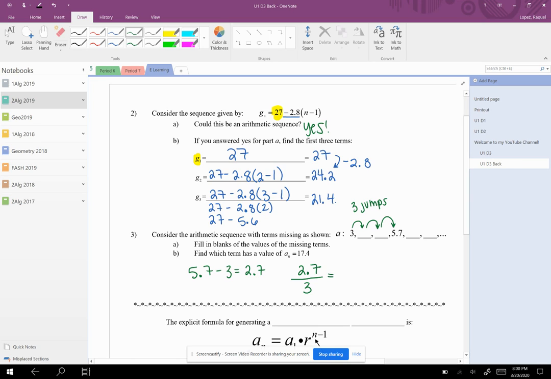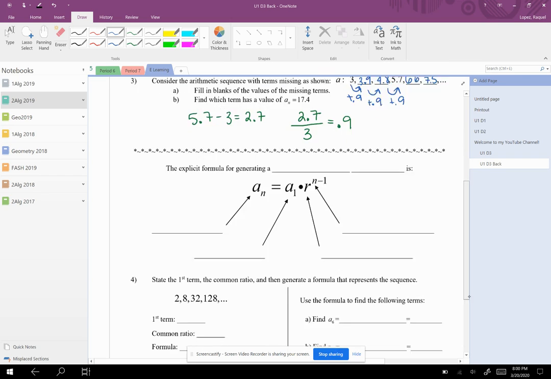So if we divide that, 2.7 divided by 3, that gets us 0.9. So that means every jump I'm increasing 0.9. So this is plus 0.9, this is plus 0.9, this is plus 0.9, and so on and so forth. So this blank is going to be 3.9, and then the following blank is going to be 4.8, 5.7, 6.6, whoops, and 7.5. So yeah, that's how you figure out how to fill in those blanks.